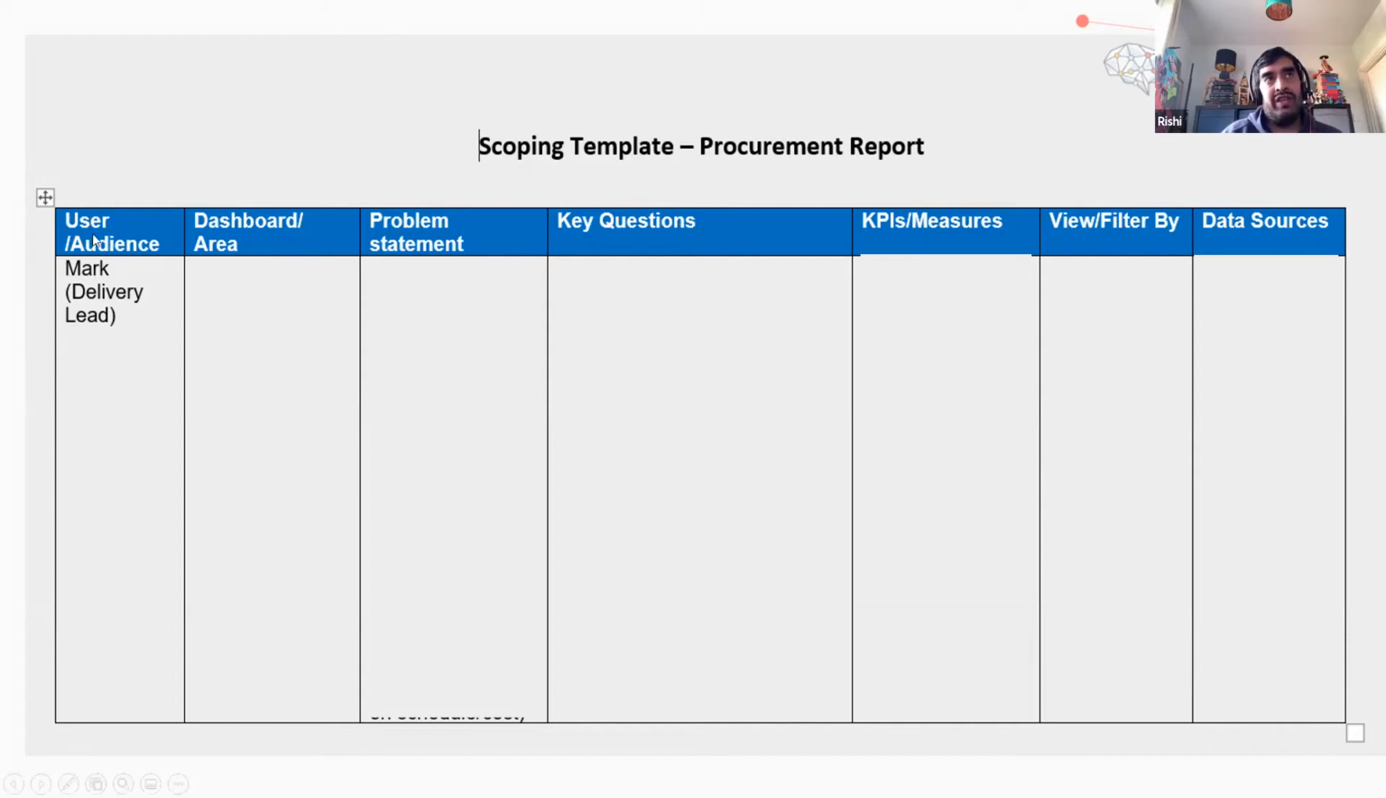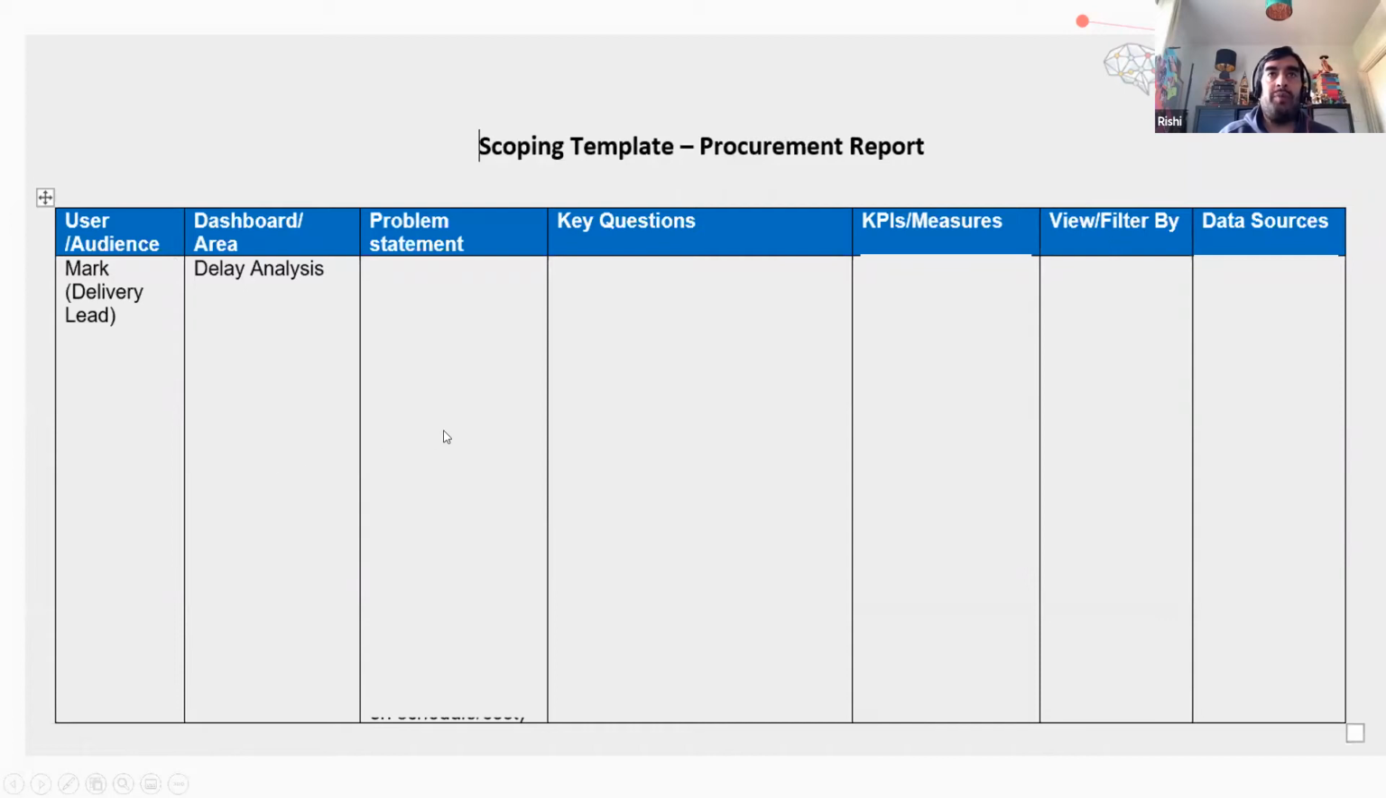The first one is the user audience. So who is this aimed at? We're saying, let's look at Mark, the delivery lead, and make sure we name specific people here. For the dashboard or area, what's the area that we want to look at? In this case, we're looking at delay analysis. This might end up becoming a page in our report, or it might end up becoming a dashboard.